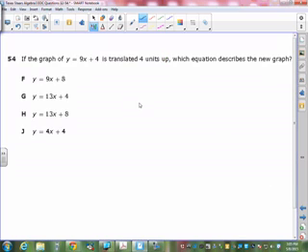Okay, and our last question from tonight's homework. All right, if it's translated 4 units up, which equation describes the new graph? Okay, well, the y-intercept was 4, but we're going up 4 more, so that gives you your answer right there. The answer will be 9x plus 8.